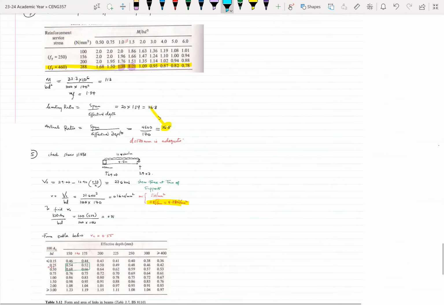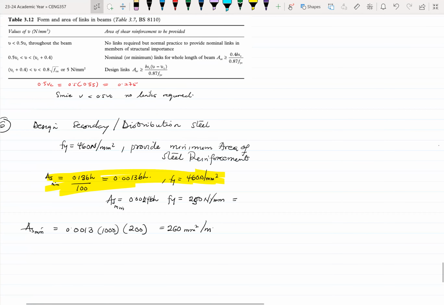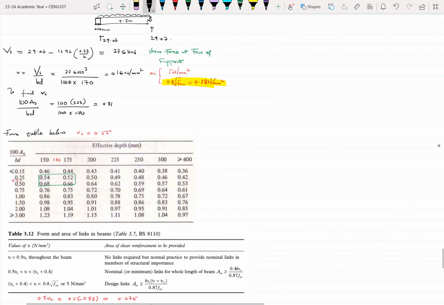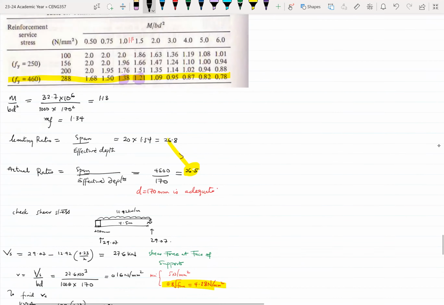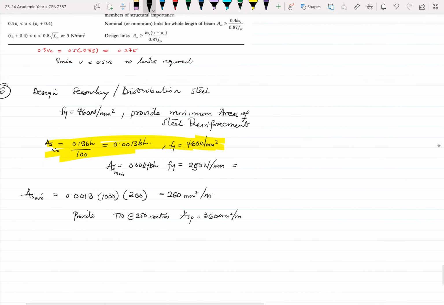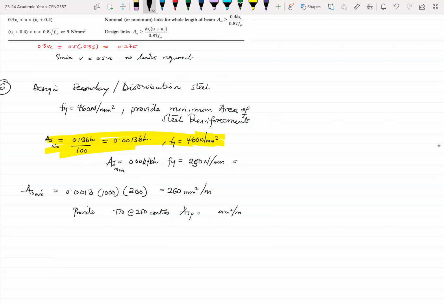So I can say provide T10 at 250 centers. So the area provided is 360 millimeter squared per meter. So I think the 360 we had, oh, 314, sorry. It becomes 314 millimeters squared per meter.